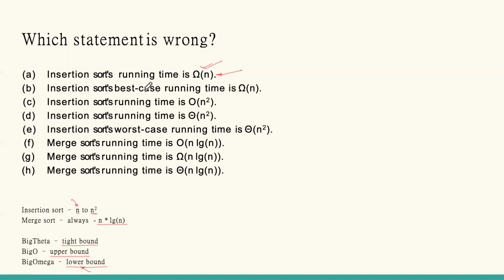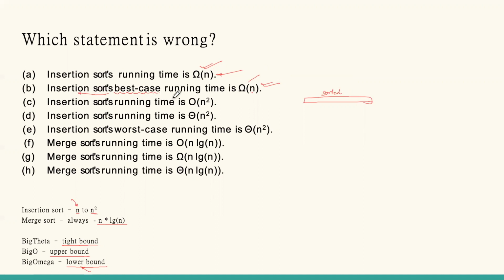Insertion sort's best case running time is big omega of n. So when we say best case, what we mean is the best case for insertion sort. So what is the best case for insertion sort? When the items are already sorted, right? So if the items are already sorted, can we say that the lower bound running time is n? Yes. So insertion sort's best case running time is big omega of n is also true.